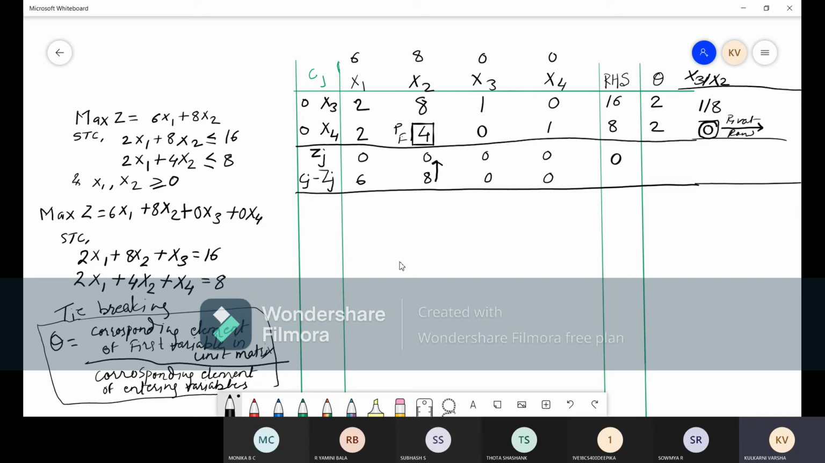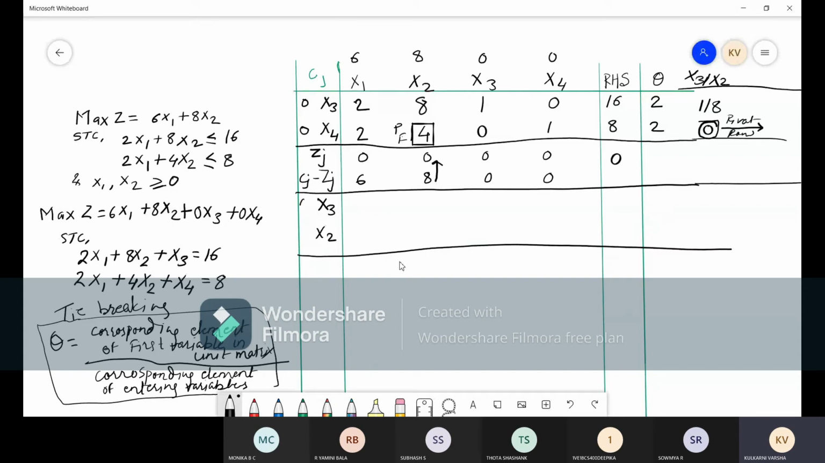Now going to the next iteration, right? So which one is leaving? X4 is leaving. So instead of X4, what we need to write down? X2 we need to write down. So X3 we'll write first, and instead of X4, we'll write down X2, right? So now quickly finding the values of this. First we'll do it for X2.